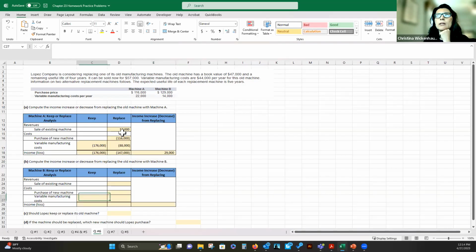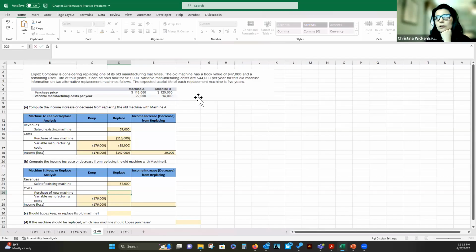So if we keep it, again, it's still a loss of 176,000, because those variable manufacturing costs won't change. Now, if we replace it, again, we're still getting the 57,000. But now the new machine is going to cost 129. And the variable costs are going to be 14,000 a year times 4 years.